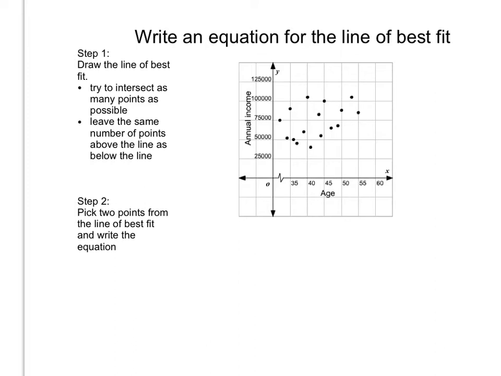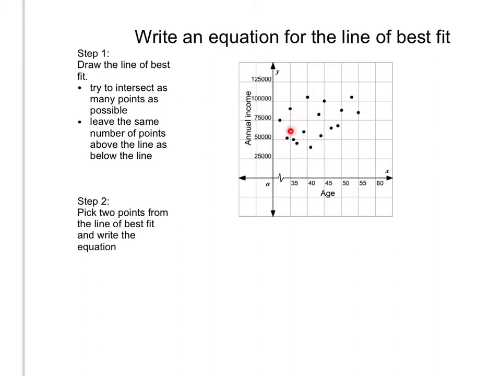So step 1 says to draw the line of best fit. Here are your two key points for drawing a line of best fit. The first thing you need to do is try to intersect as many points as possible. That doesn't necessarily mean I want to draw a line that goes through just 3 points or whatever it is, because step 2 is also very important. It says to leave the same number of points above the line as below the line. So we want to try to have an equal number of points above and below the line.